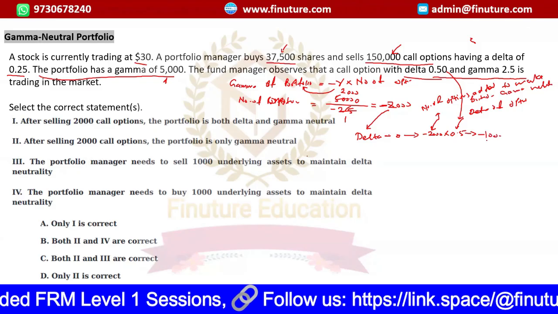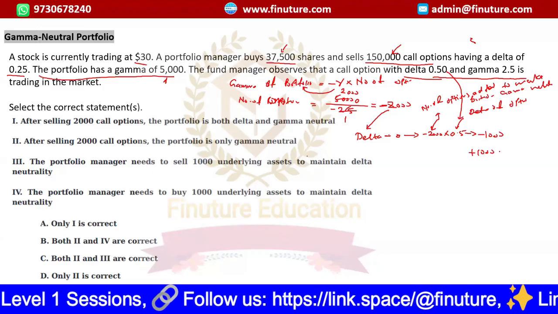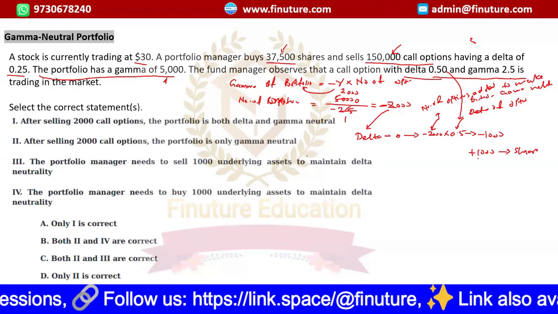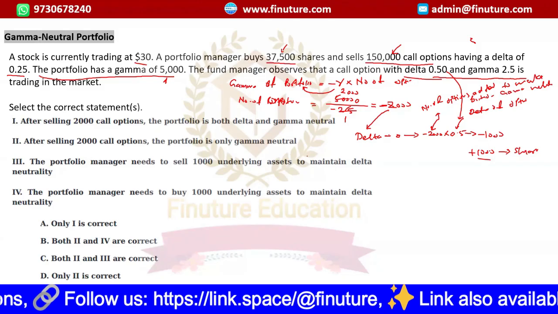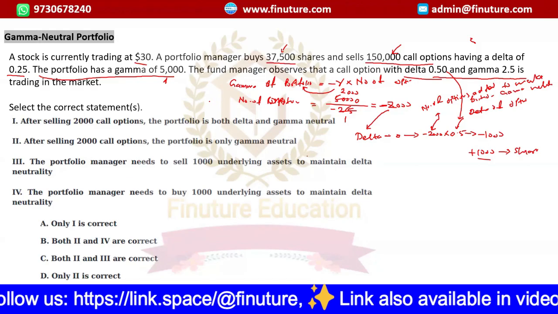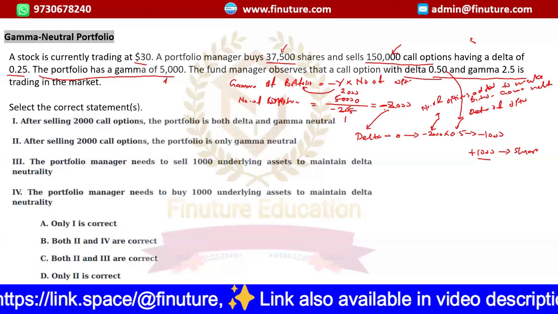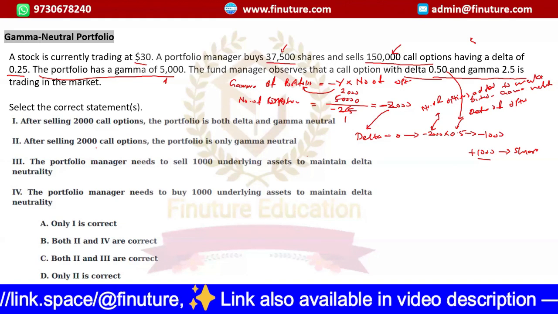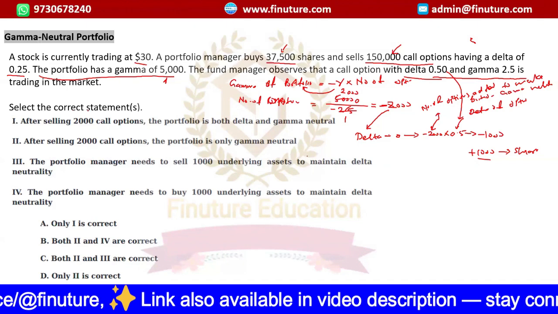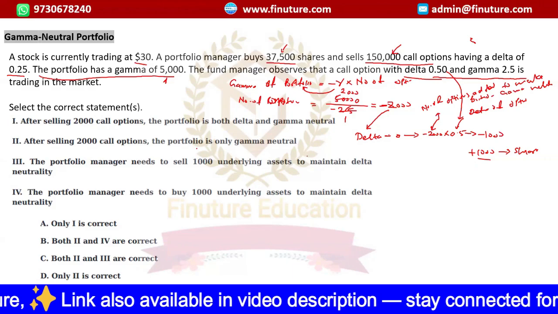So to hedge this delta of minus 1,000, I will purchase 1,000 shares, because the delta of a share is 1. If I purchase 1,000 shares, this will make the position delta neutral as well. So my strategy to make my portfolio gamma neutral would be to short 2,000 call options, and we are asked to calculate the correct statement.